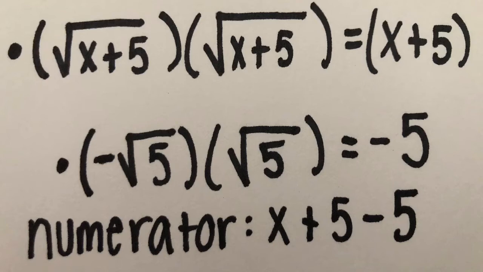The square root of x plus 5 times the square root of x plus 5 becomes x plus 5. A square root with identical numbers under the radical will just become the numbers under the radical whenever multiplied by itself. We then multiply the negative square root of 5 times the positive square root of 5, giving us a negative 5. Our numerator now reads x plus 5 minus 5.